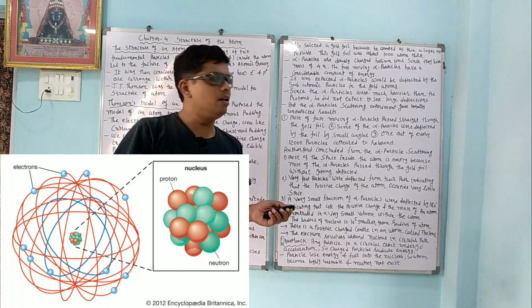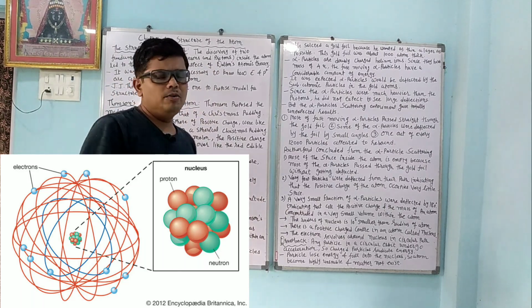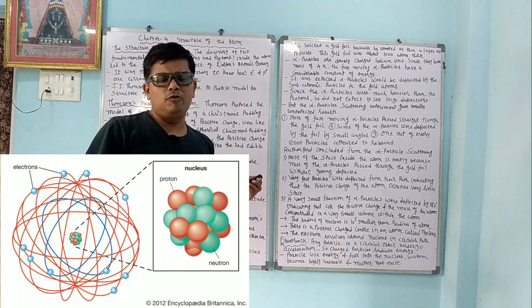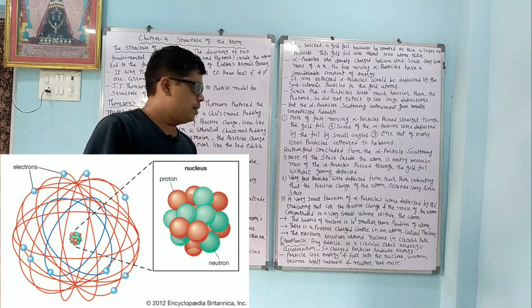Okay, so today we learned about the Thomson model, and we learned about the Rutherford model and its drawbacks.